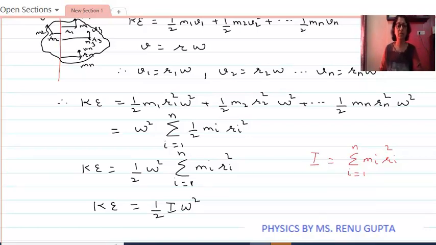Hope you must have understood this question, how to get the kinetic energy of rotation of a body.